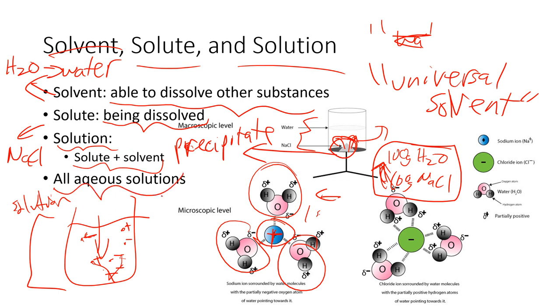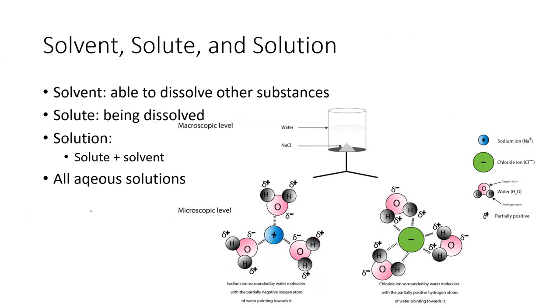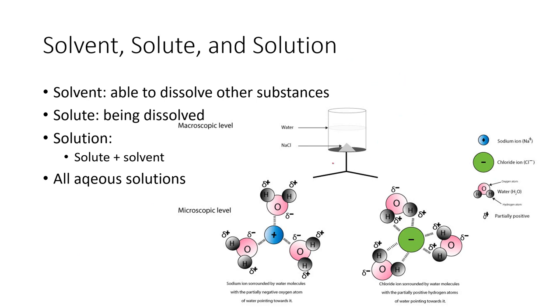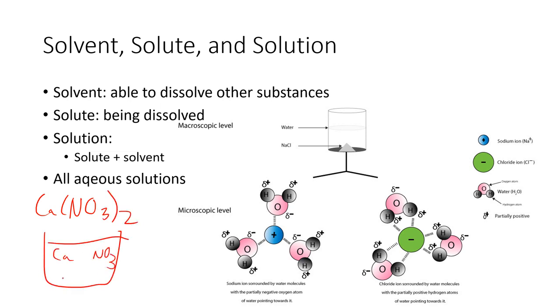Okay, and all aqueous solutions are solutions. An aqueous solution just means something dissolved in water. So, for example, if you saw KCl aqueous, it means potassium chloride is dissolved in water. If you saw, I don't know, calcium nitrate aqueous, this means it's in water and it's dissolved. It's not like the calcium is still bonded to the nitrate. What's actually happened is that when you see calcium nitrate in solution, you have calcium ions here, and separate from it are nitrate ions.